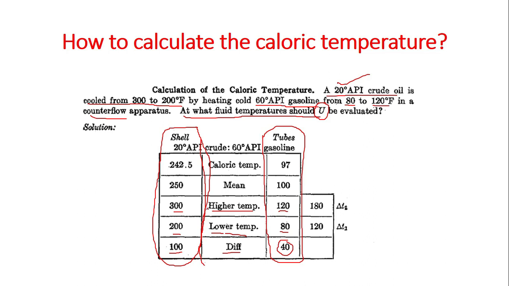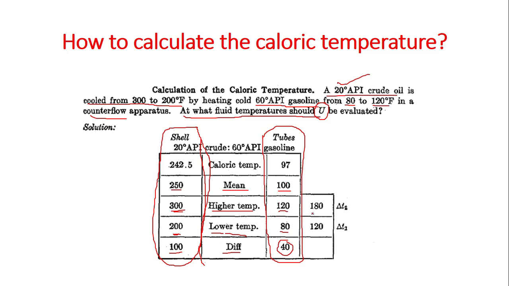So what is the mean temperature? The average temperature. If we take the average of 80 and 120 divided by 2, the average would be 100. Similarly, if we take the average of 200 and 300 divided by 2, it will become 250, right? So all the values which are underlined are clear, right?